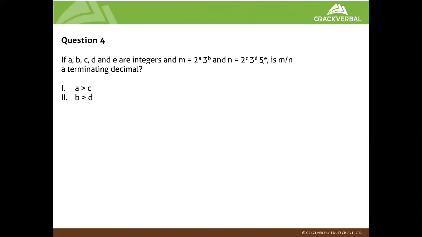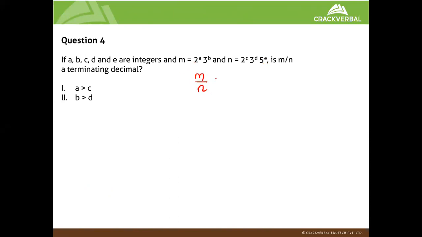So I've been told that A, B, C, D, and E are all integers, and M is 2 to the power of A into 3 to the power of B, and N is 2 to the power of C into 3 to the power of D into 5 to the power of E. And the question is, is M by N a terminating decimal?